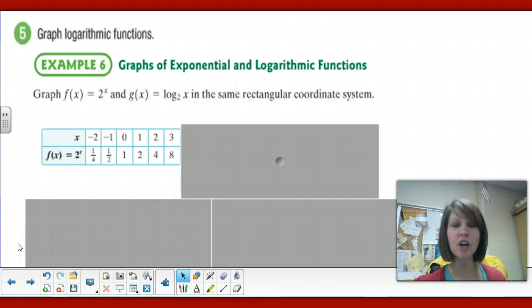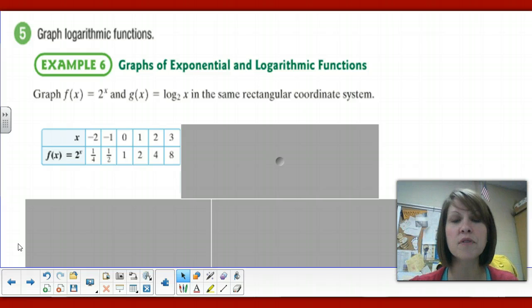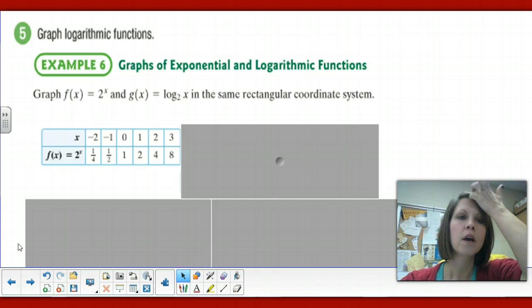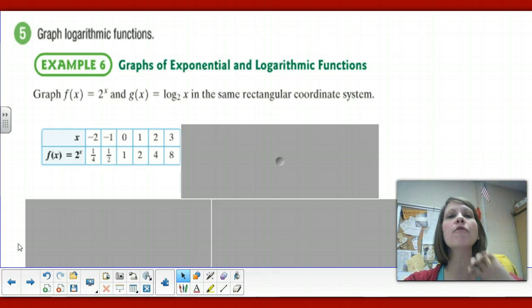Okay, now let's talk about graphing logarithmic functions. Example 6, graphs of exponential and logarithmic functions. So we can't seem to get away from exponentials. This is why they have the same chapter, exponential and logarithmic functions. They go together. Okay, so if we are going to get a graph of g of x equals log x base 2, we're actually going to get that from f of x equals 2 to the x.